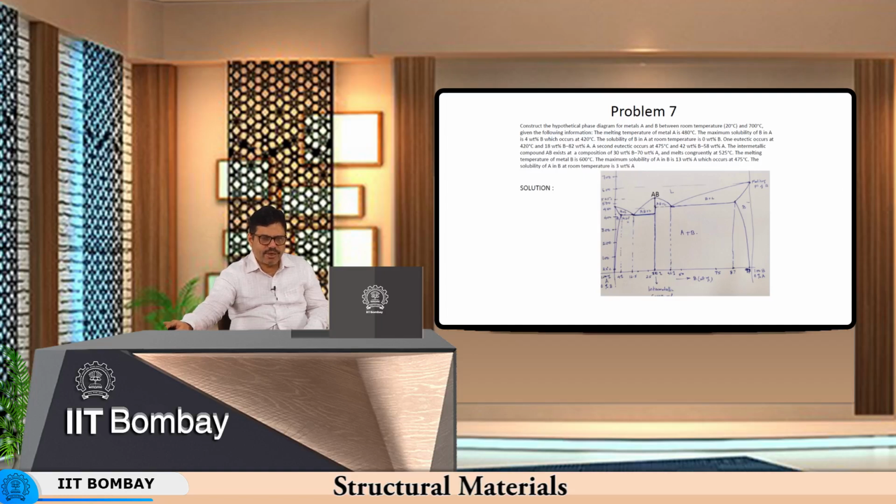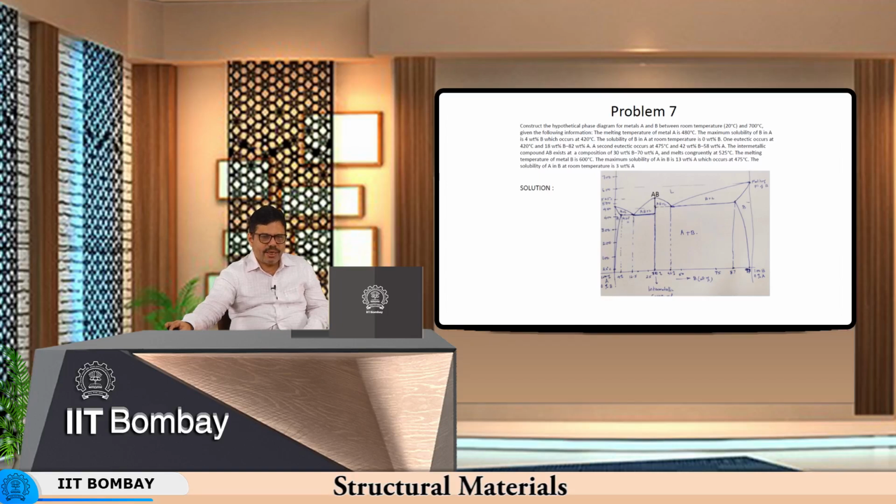700 degrees centigrade is the temperature at which melting of material B occurs, and there are different phases formed at different temperatures. Okay. Melting temperature of A is 480 degrees centigrade, right, it melts a little below 500 degrees centigrade. The maximum solubility of B in A is 4% B. So, weight percent B is 4, and this maximum solubility occurs at 420 degrees centigrade, slightly above 400 degrees centigrade.